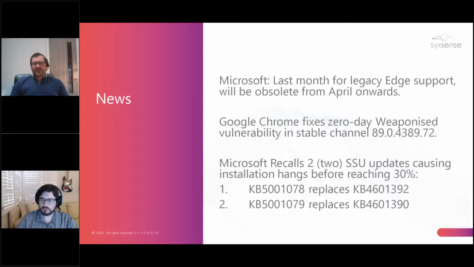There were two recalls last week and the week before. These are servicing stack updates that, when they were released after patching, would get to about 25 to 30% of the install and then just literally stop working. The two KBs were 5001078 and 79, and they replaced 5001392 and 390. It's really important, if you have a patching strategy where you're deploying groups of patches together, because servicing stack updates are necessary for the install of patching, that you make sure those two are not in your deployment and that you replace them with the very latest ones. We're going to have a slide in a second to cover that.